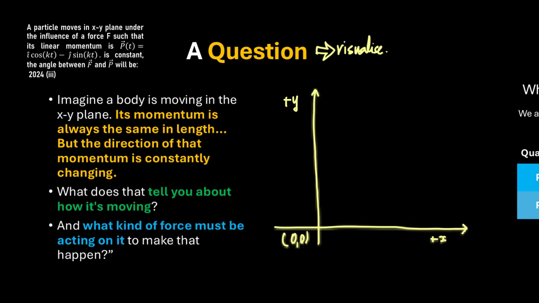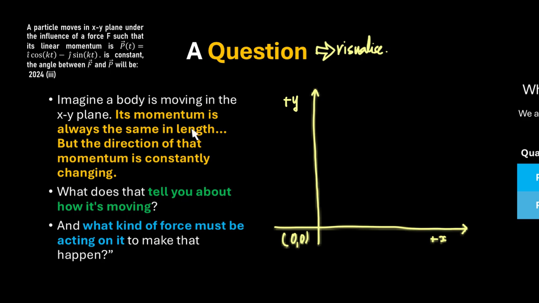So before we go into the solution of this, I have a very short question for you. Imagine a body is moving in the xy plane here. Its momentum is always the same in length, but the direction of that momentum is constantly changing. What does this tell about the motion of that object?